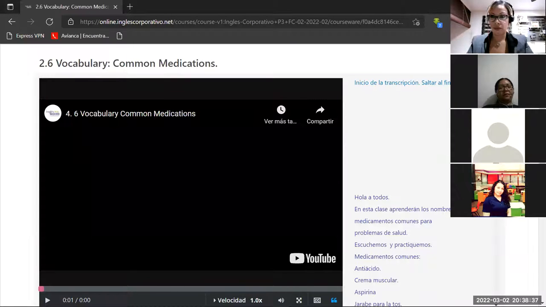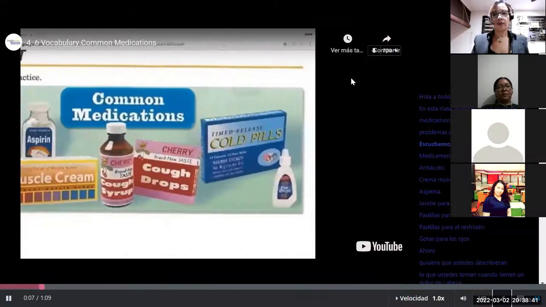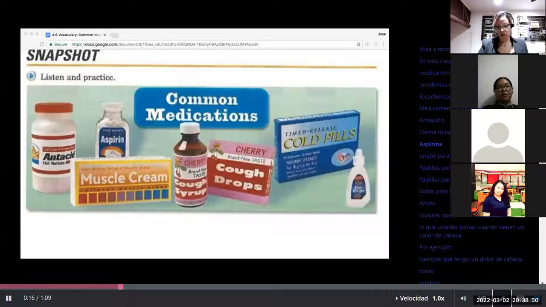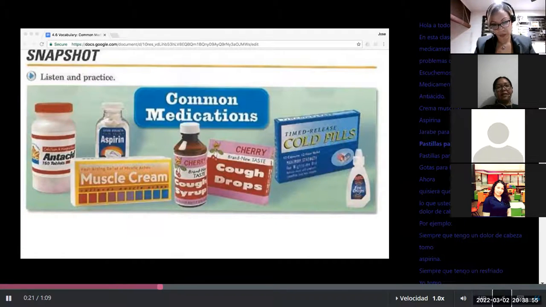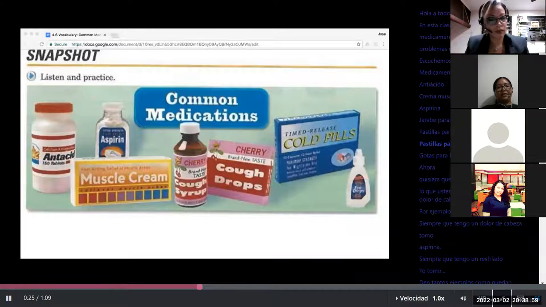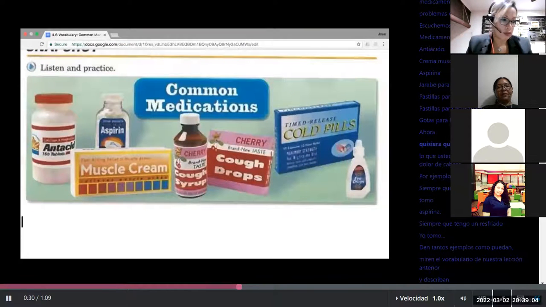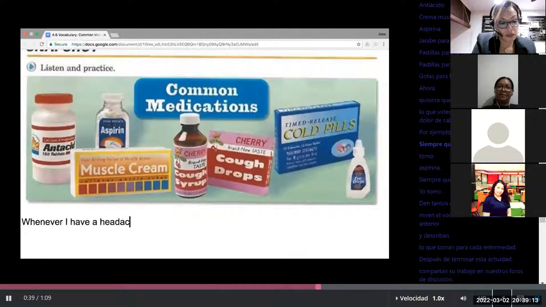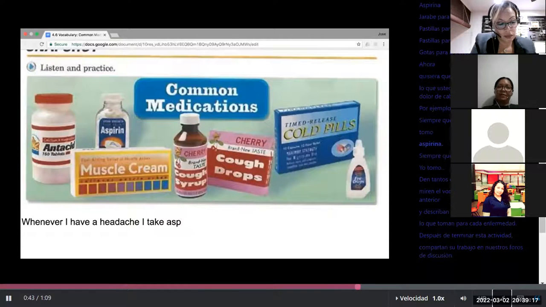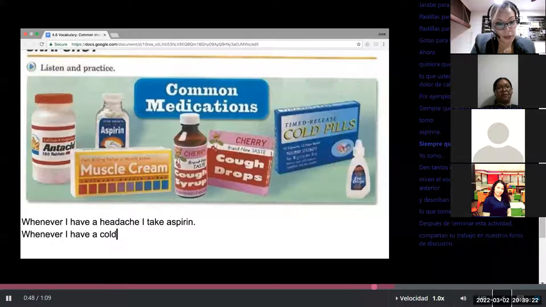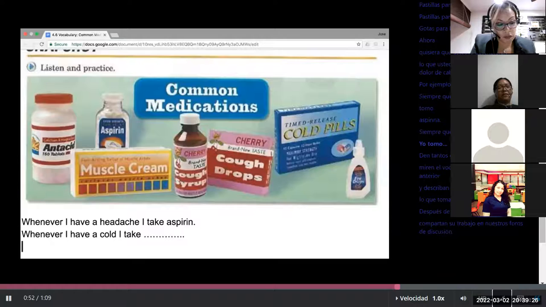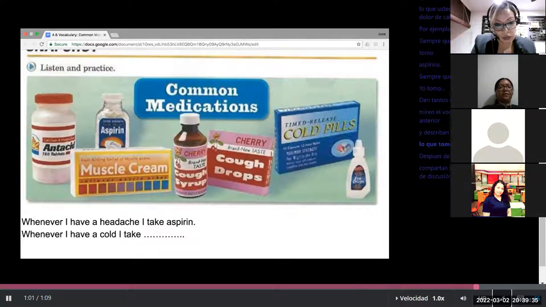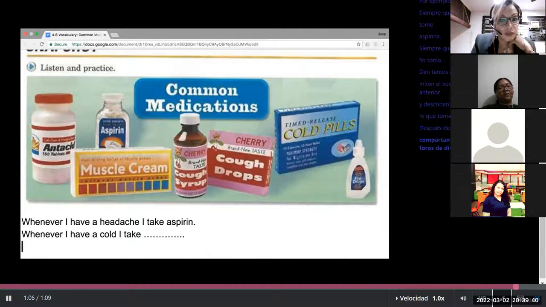Everyone, in this class you'll learn the names of common medications for health problems. Let's listen and practice. Common medications: antacid, muscle cream, aspirin, cough syrup, cough drops, cold pills, eye drops. Now, I would like for you to describe what you take whenever you have a headache. For example, whenever I have a headache, I take aspirin. Whenever I have a cold, I take... Give as many examples as you can. Look at the vocabulary from our previous lesson and describe what you take for each illness. After you finish this activity, share your work in our discussion forums.